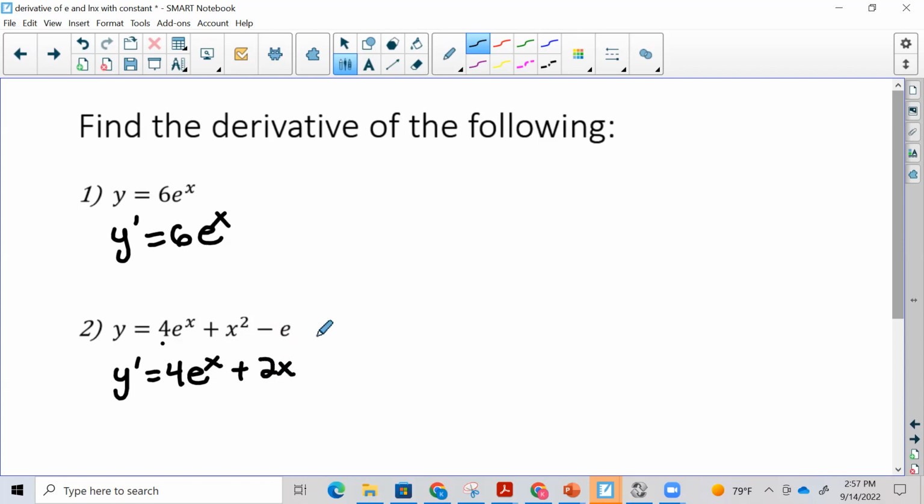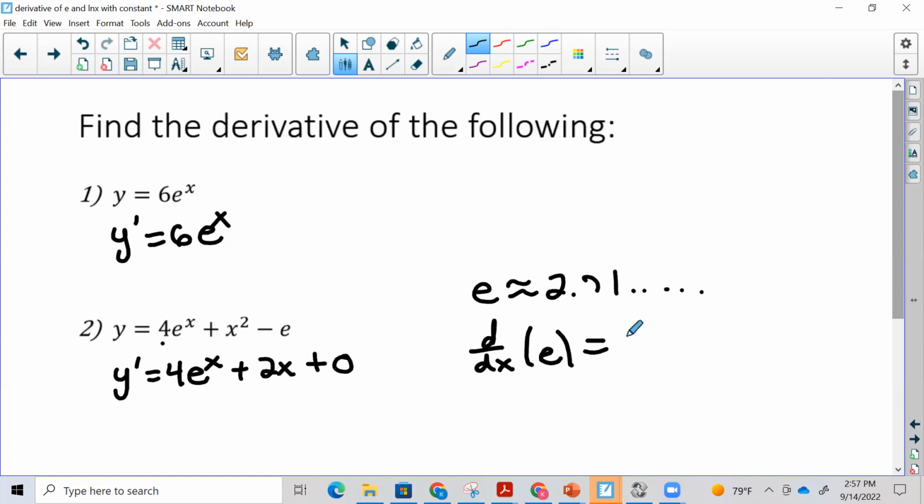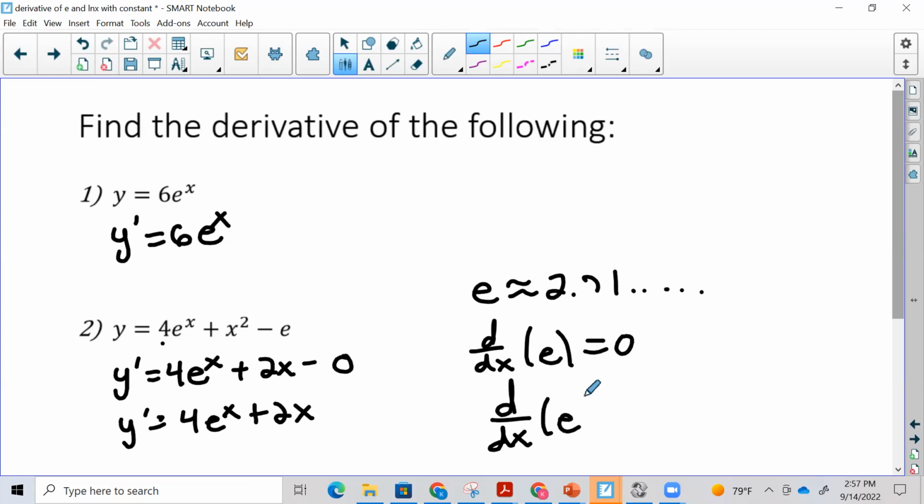Now, be careful with this. This is minus e, but there's no variable. So this e is that constant number, 2.71, and it goes on forever. So the derivative of this e is just 0. The derivative of e in general is equal to 0. Technically it should be minus 0, but it doesn't make a difference. So this derivative is just 4e to the x plus 2x. Just be careful: the derivative of e by itself, with no variable, is 0. The derivative of e with the exponent of x is itself, e to the x.